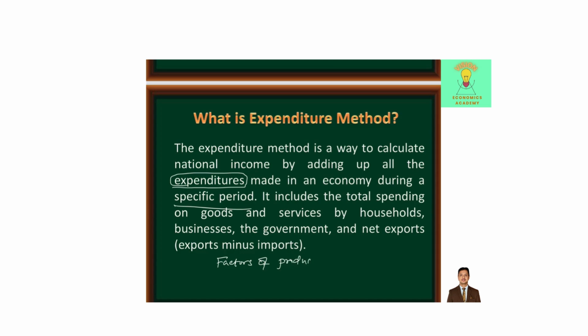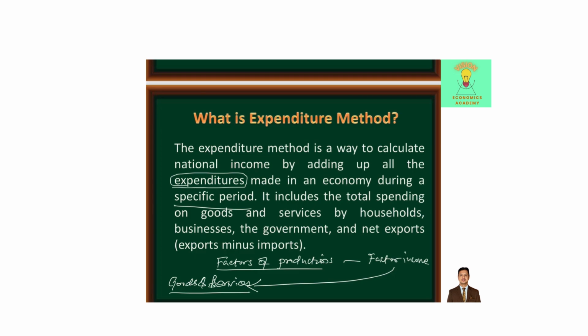Now, the factors of production, or the factor inputs, are paid for their services. So that is factor income, right? So whatever factor income is earned by the factors of production is spent back in buying goods and services produced by the firms, right? Goods and services produced by the firms. Now, that is what the expenditure method is all about.